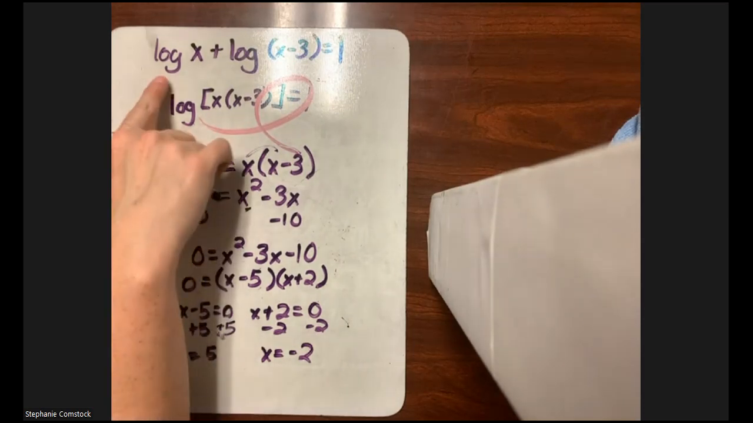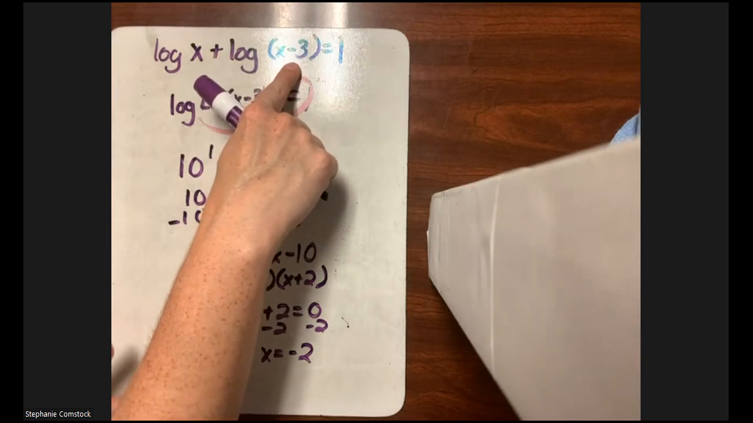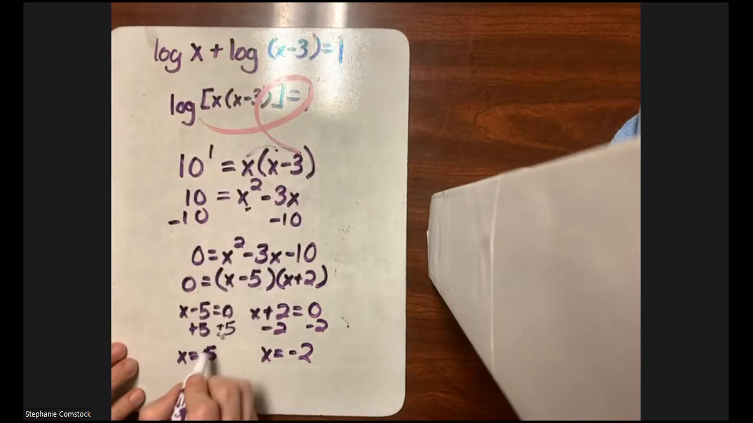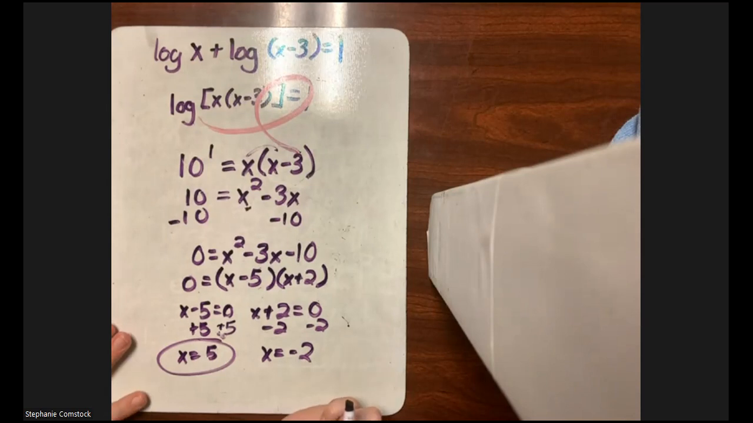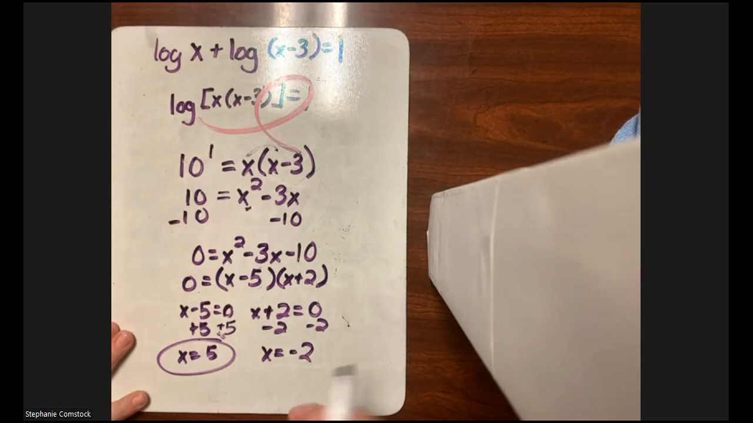So if I take 5, that's going to be log of 5. That's okay. 5 minus 3 is 2. Log of 2 is viable, so we'll circle that one. That's going to be an answer. Okay, -2, log of -2. Can't take the log of a negative. That's out. So you do need to make sure that you're checking.